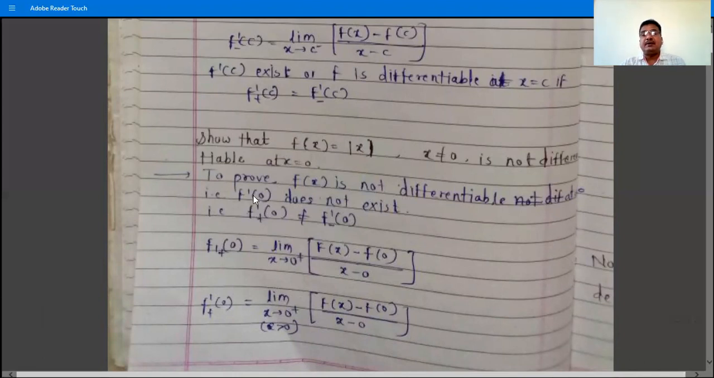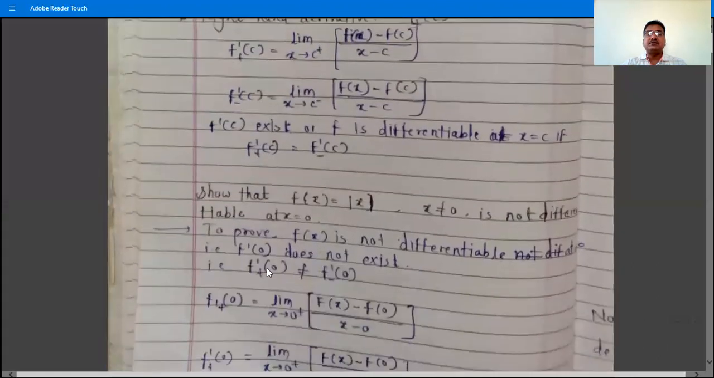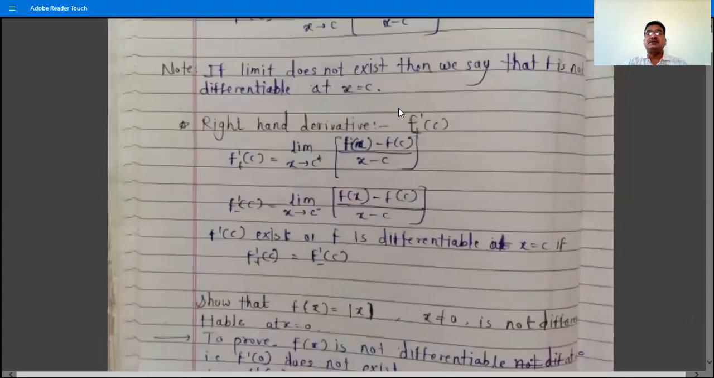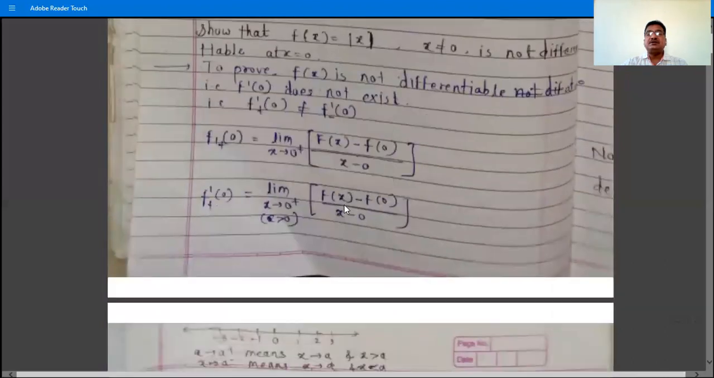So we have to show f'(0+) is not equal to f'(0-). And what is f'(0+)? By using this definition, f'(0+) is the limit as x tends to 0+ of [f(x) - f(0)] / (x - 0), because c is now 0. This is f'(0+).